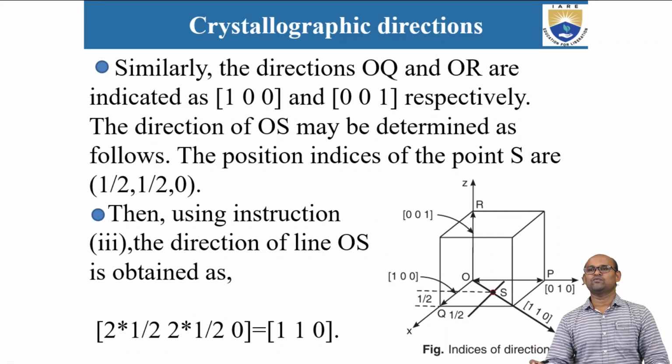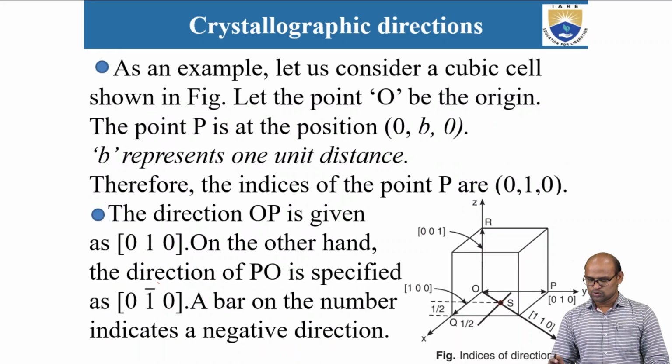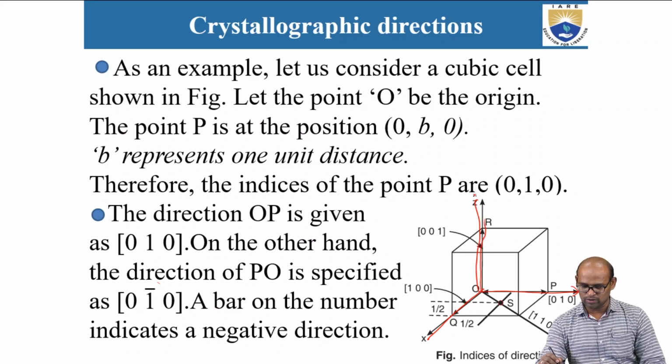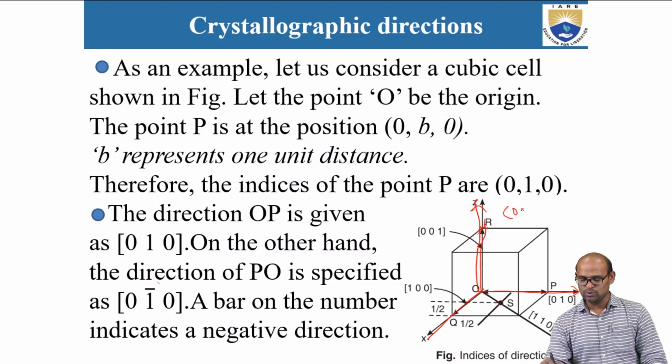Similarly, the directions of OQ and OR are indicated as [1 0 0] and [0 0 1] respectively. So OP, this direction, we have written. Now you can even write the direction of OQ and OR. For example, OR, so I want to look at this direction. The nearest lattice site is this, and the index of this lattice site is 0.